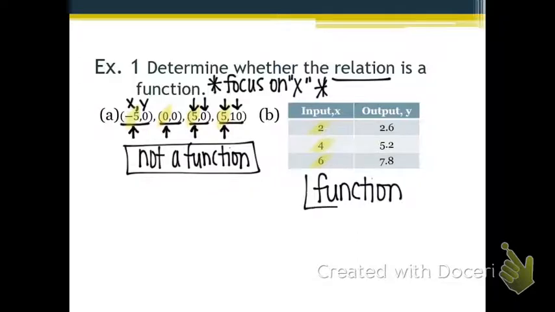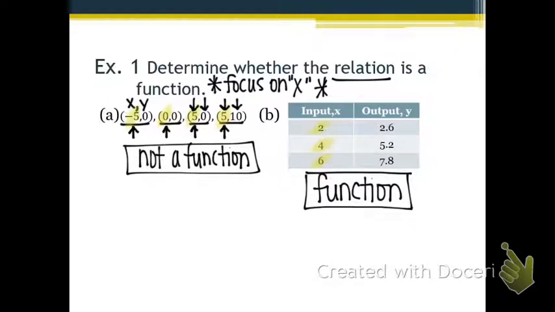As soon as we recognize every single x value is different, we know we have a function. Because for every input, there's only one output. And that would be an explanation. If I ever asked you to explain your answer, that's what you would tell me. You would tell me it's a function because every input has one output.